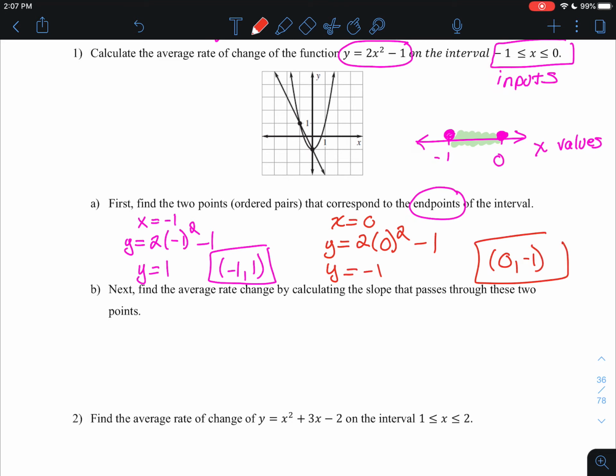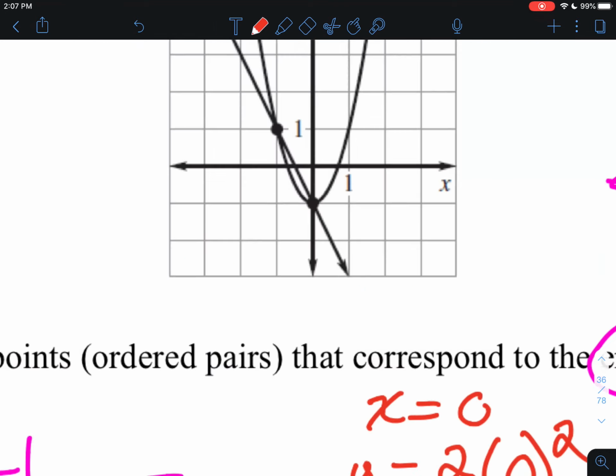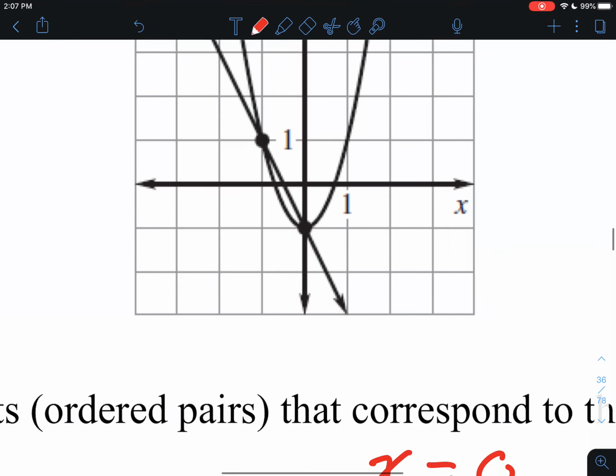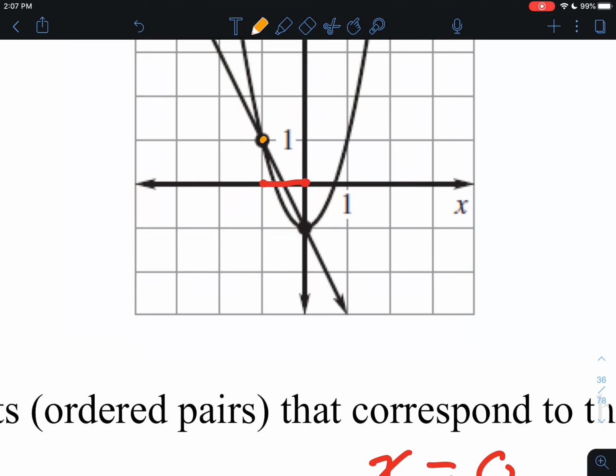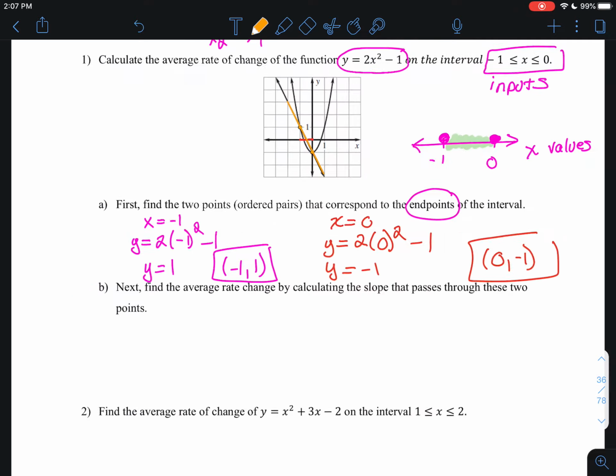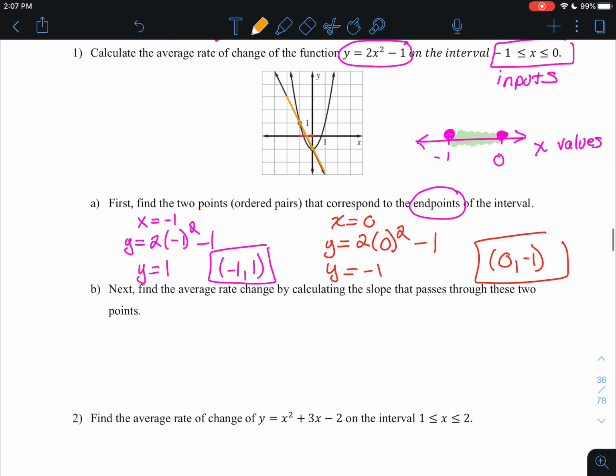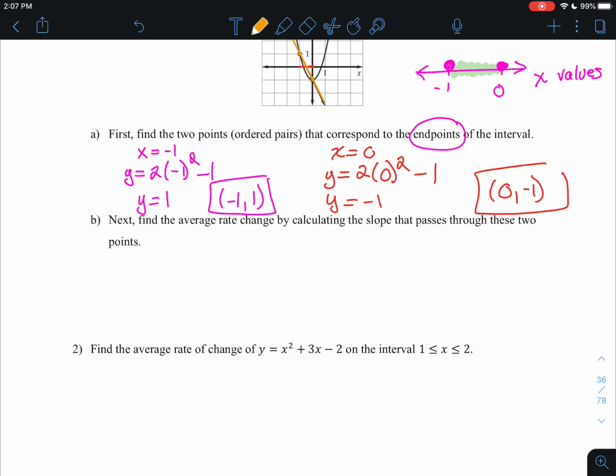If you look here on the graph, we're looking at this interval for our inputs, and we found that these are the outputs. When you have those 2 points, you can draw a line through them that allows you to calculate the slope. And so this gives you an idea of the average rate of change of the quadratic function.